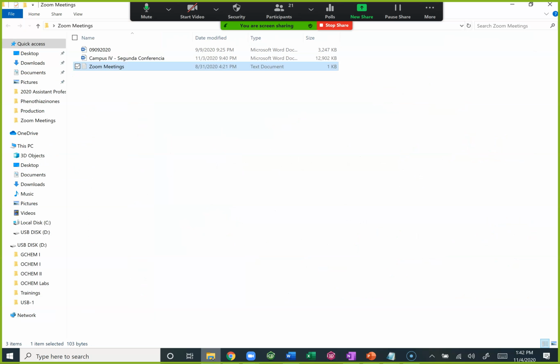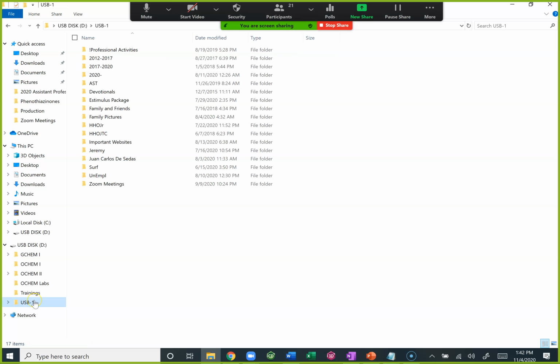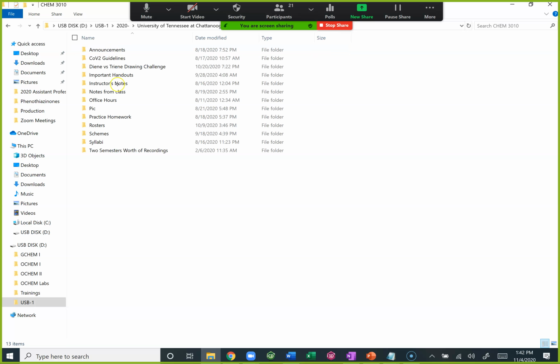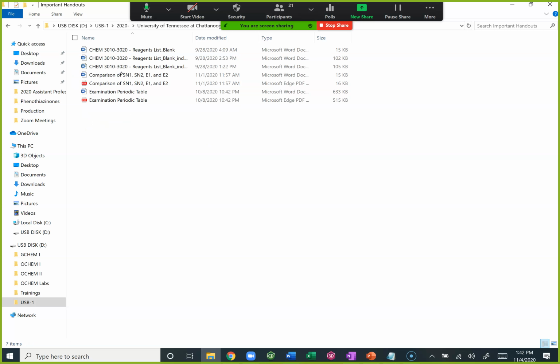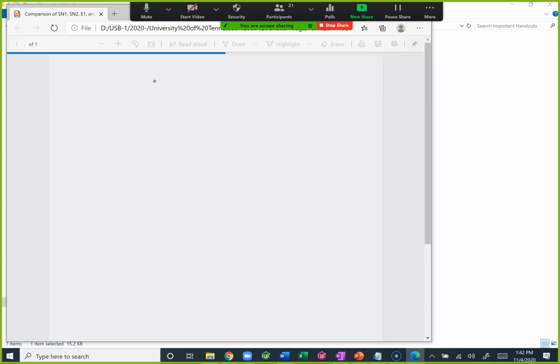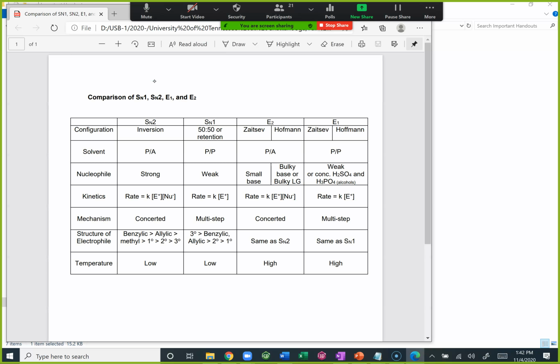All right, so let's see something here before I go. I want to show you this important handout. I'm going to upload it on Canvas, and it's this one: comparison of the SN1, SN2, E1, and E2. And here I try to generalize all the reactions. So use this as a guide.